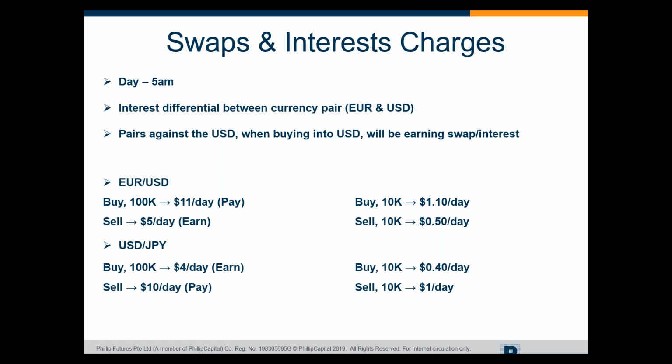If the US dollar is in the front, in reverse, so the dollar yen pair. If you do a buy for dollar yen, for the regular lot, you'll be earning about $4 per day. For the mini size, about 40 cents. And for the sell, if you're selling dollar, buying yen, you have to pay about $10 per day. For the mini size, divide by 10, $1 per day.